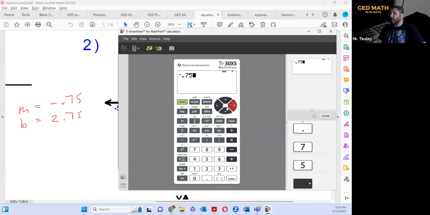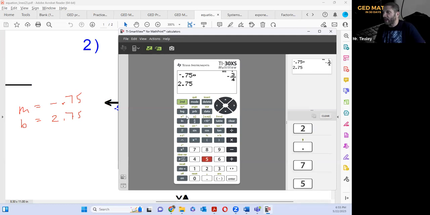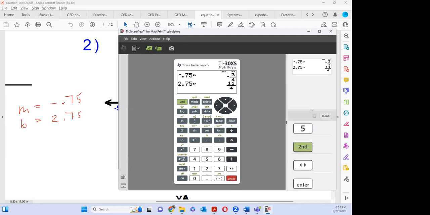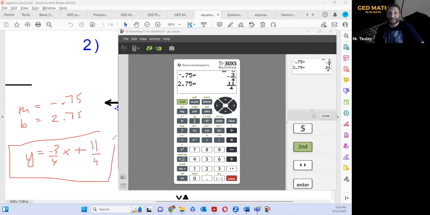-0.75, and I'm going to change that to a fraction: -3/4. 2.75, I'm going to change that to a fraction: 11 over 4. Wow, look at that. y = -3/4 x + 11/4. Look at that. Not even a minute.